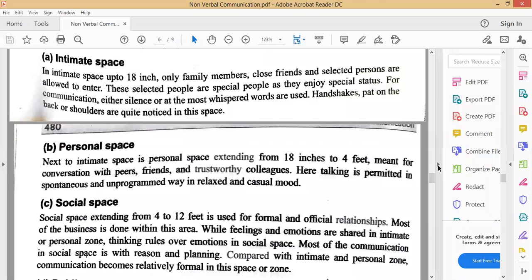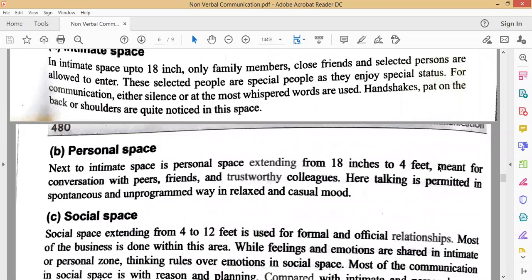Next to intimate is your personal space, extending from 18 inches to 4 feet. ठीक है. इंटीमेट स्पेस के बाद हमारा पर्सनल स्पेस आ जाता है. It starts from 18 inches and then it goes up to 4 feet. It is meant for conversations with peers, your friends and trustworthy colleagues. ठीक है. अब क्या है यहाँ पे, पर्सनल स्पेस हम उनके साथ शेयर करते हैं जिनको हम जानते हैं, पर we like them but they are not very close to us. ठीक है. We trust these people, they can be trustworthy colleagues as well.